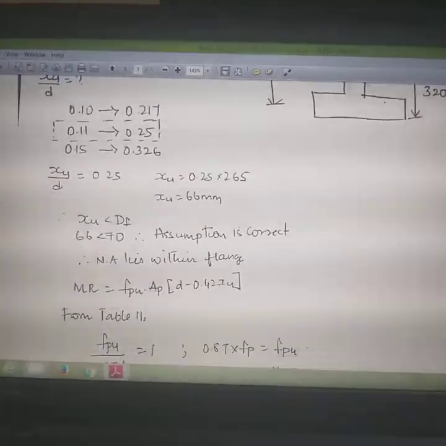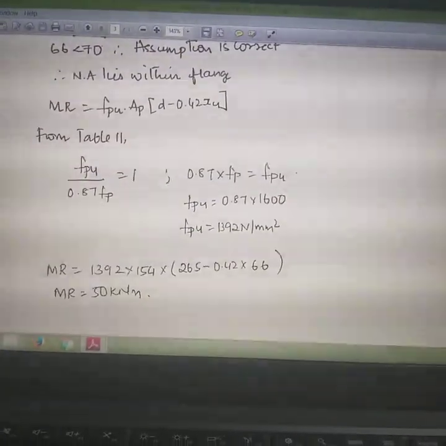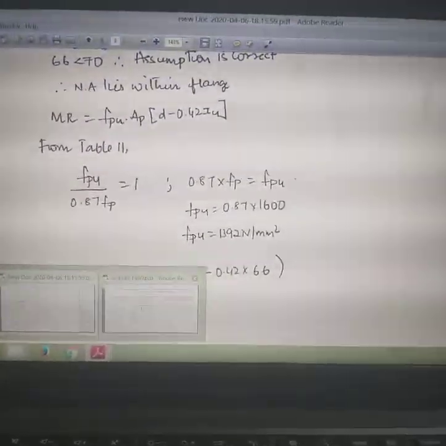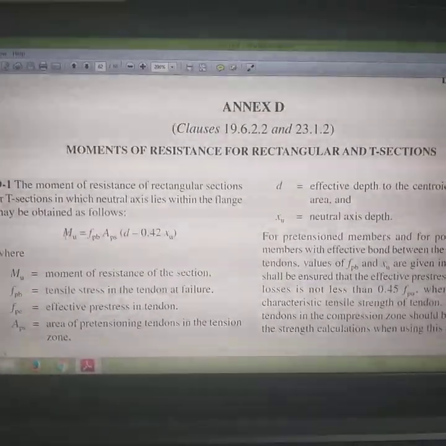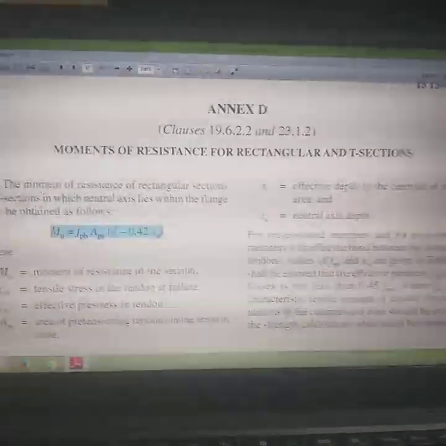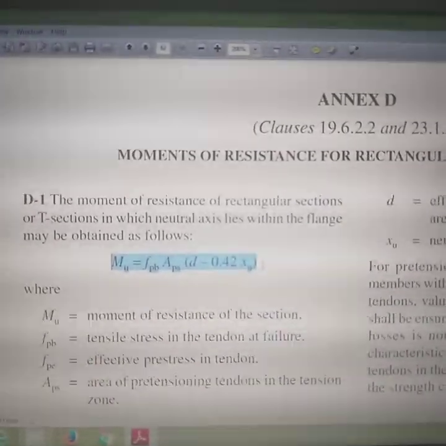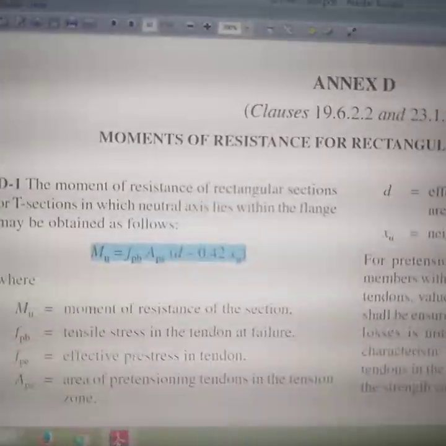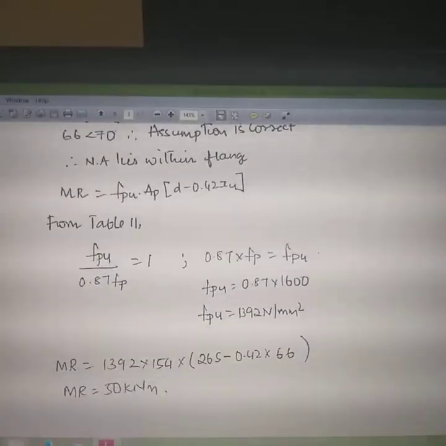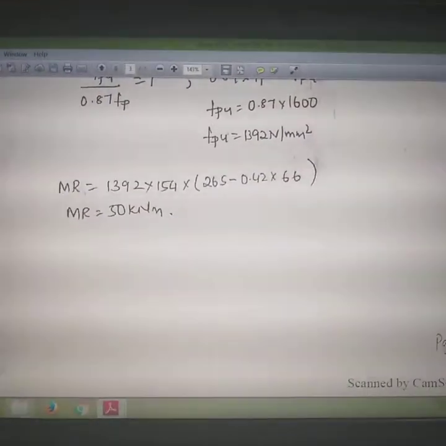So, if the assumption is correct, if the neutral axis is lying in the flange portion, then you have to compute the moment of resistance by utilizing the equation for the rectangular section as specified in the IS 1343. This equation is specified exclusively to calculate the moment of resistance for the rectangular cross section. Okay. Next we shall come back to the problem, and using table number 11, find out the design strength value, find out what is FPU, and find out the moment of resistance. That's it.